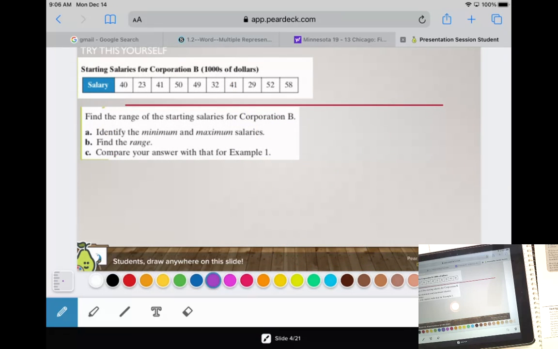Now it's your turn to do this one. This is the second company. It's still the same unit of 1,000, but the salaries for the graduates are different for this company. So go ahead and answer this question.